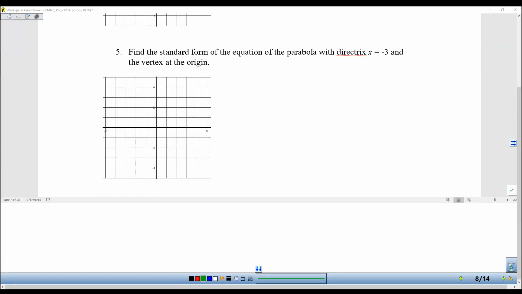Number 5, find the standard form of the equation of the parabola with directrix x is equal to negative 3 and a vertex at the origin. So remember, step 1, make the graph. So don't forget, every time you have x is equal to a number, it makes a vertical line. And if you have y is equal to a number, it makes a horizontal line. So ours is x is equal to negative 3, so our directrix is right there. The vertex is at the origin, and a parabola always faces away from it.